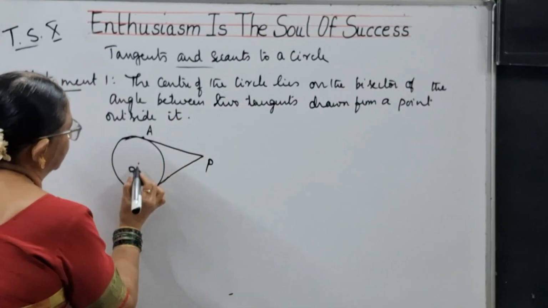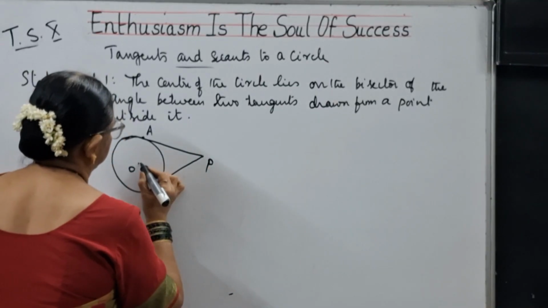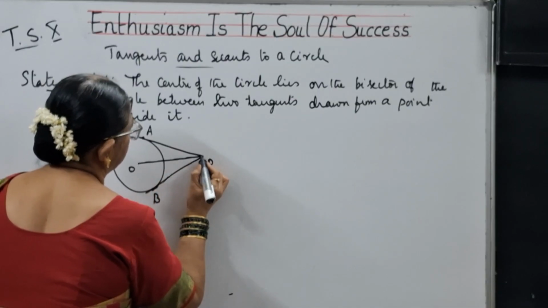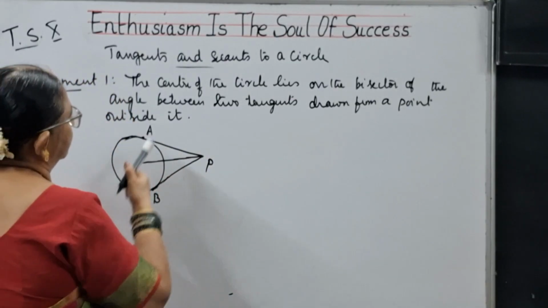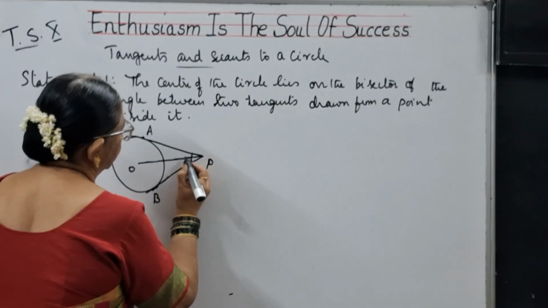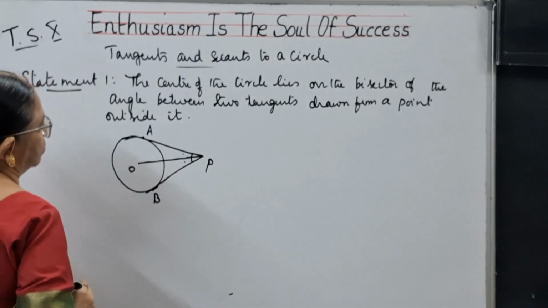So, these two are the tangents and the center of the circle lies on the bisector. Lies on the bisector means, draw a line like this, lies on the bisector of the angle between this. That means this is the angle, no? So we need to prove that these two angles are equal.